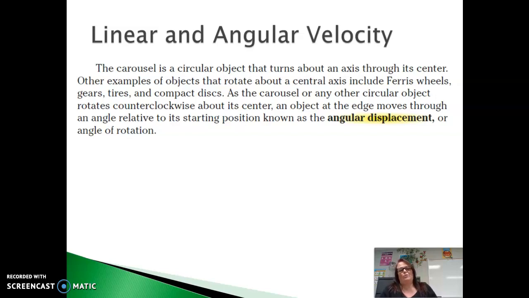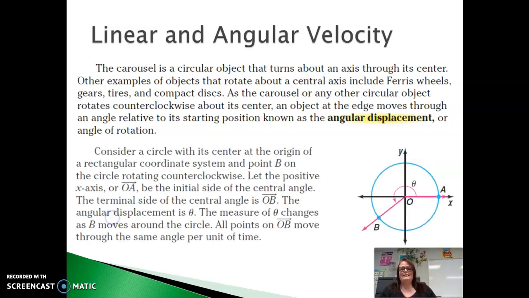So as the carousel or any other circular object rotates counterclockwise about the center, an object at the edge moves through an angle relative to its starting position known as the angular displacement, or the angle of rotation. And that's exactly what we've been talking about with that terminal side rotating about the origin. It's exactly the same thing, just now we're going to talk about it in terms of radians instead of in terms of degrees.